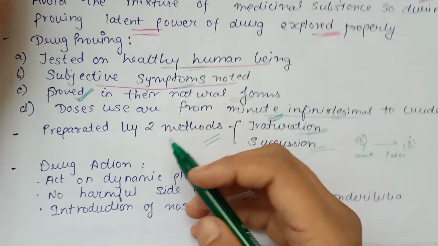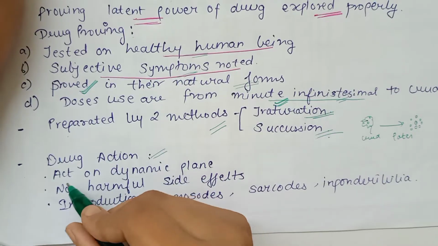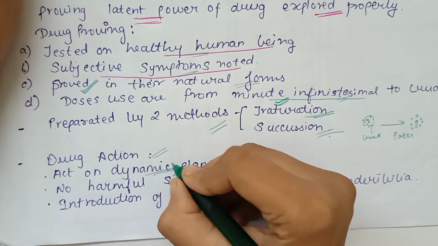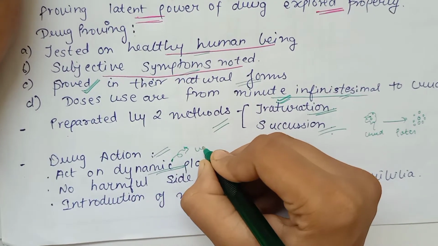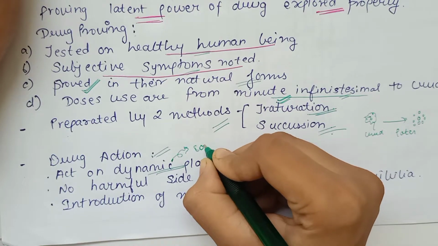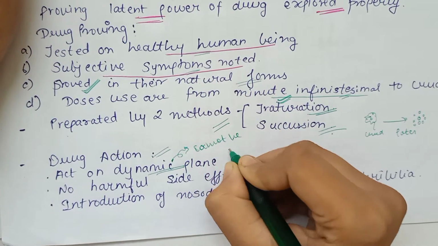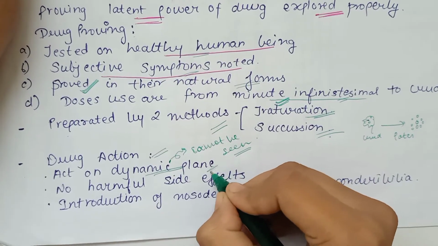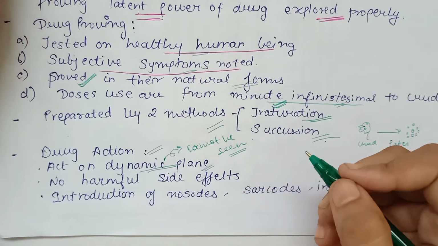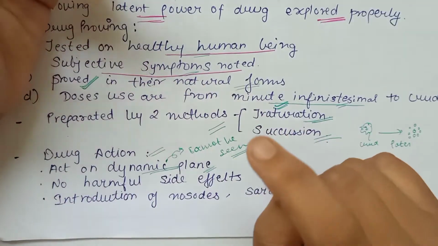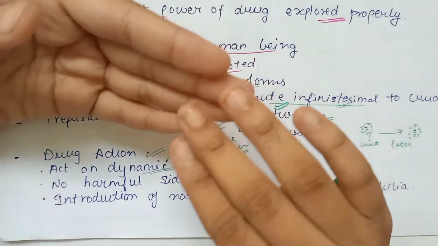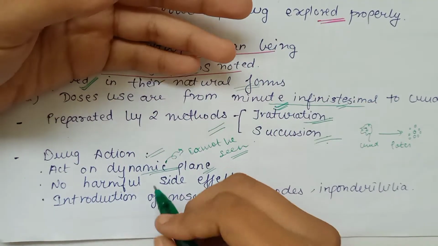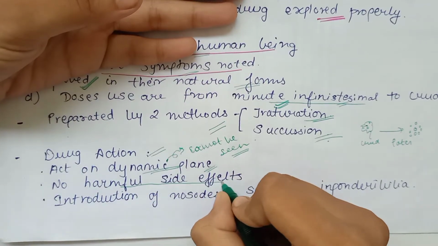फिर इसका drug action कैसा है? So action on dynamic plane. Dynamic मतलब which cannot be seen. Act on dynamic plane. Dynamic plane मतलब कि ऐसा नहीं बोल सकते हम कि ये हमारी बॉडी पे इधर एक्ट करेगा या उस पार्ट पर एक्ट करेगा, वो dynamic है, वो दिखाई नहीं देगा, ऐसा है. And it has no harmful side effects.